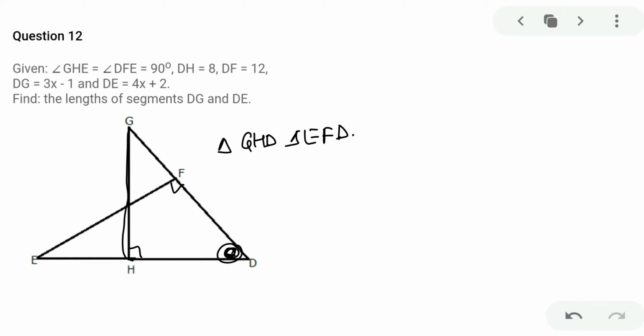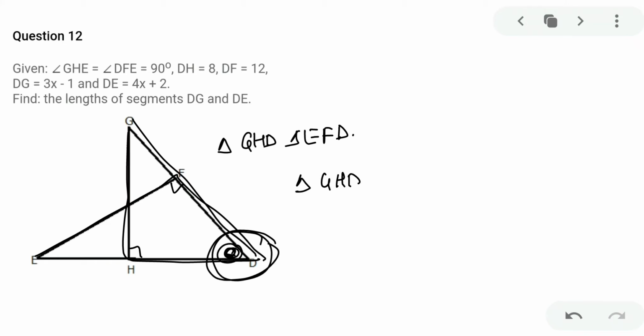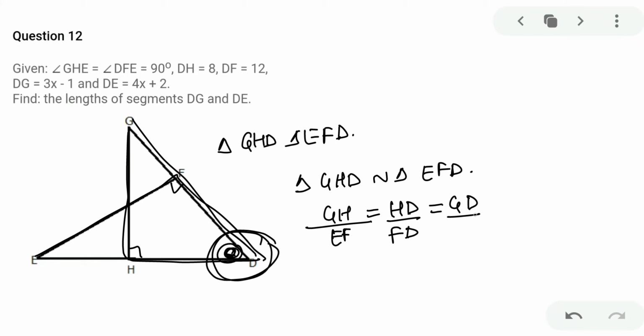If you take triangle GFD, D comes in it too. If you take EFD, D comes in it as well. So D is a common angle. In that way you got two triangles to be similar, right? The triangle GHD is similar to triangle EFD, and then you will make their sides proportionate. GH upon EF will be equal to HD upon FD will be equal to GD upon ED.